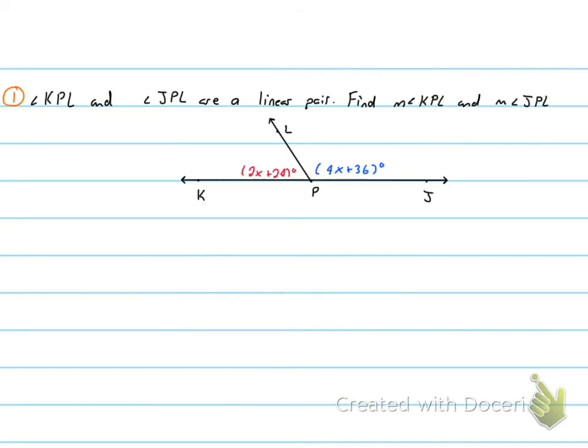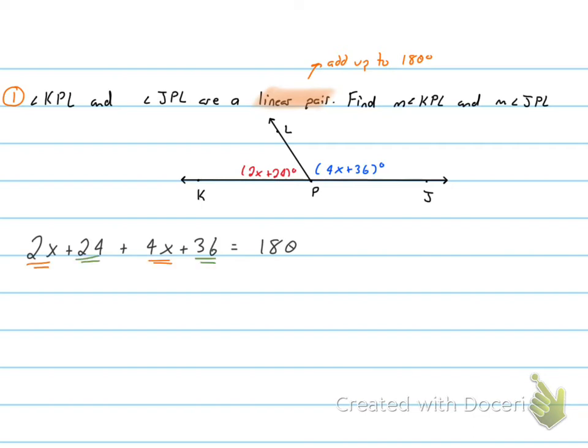So let's look at an example. Angle KPL and JPL are a linear pair. Find the measure of KPL and JPL. So we're given expressions, so we need to solve for x and then plug in. We know that linear pair means that they add up to 180, so that's the key that we need to make this equation. So let's set this up by doing KPL, which is 2x plus 24, plus JPL, which is 4x plus 36, equals 180.